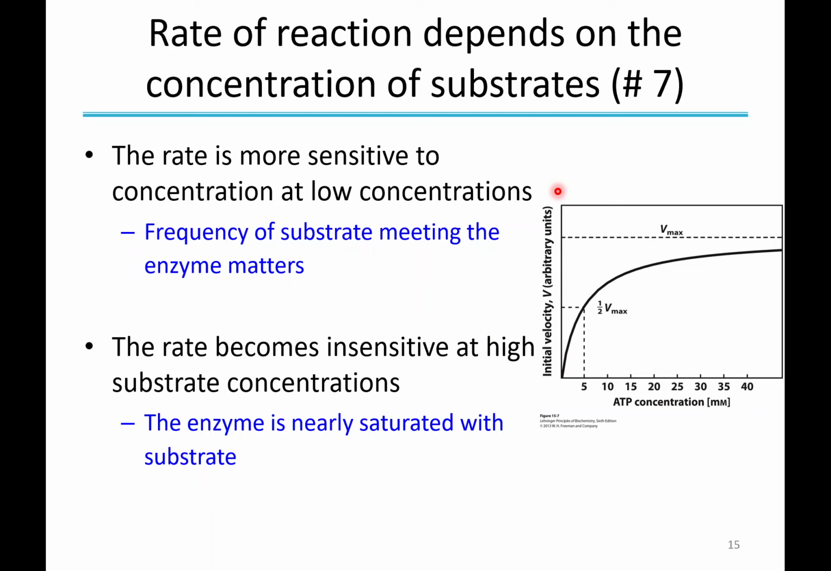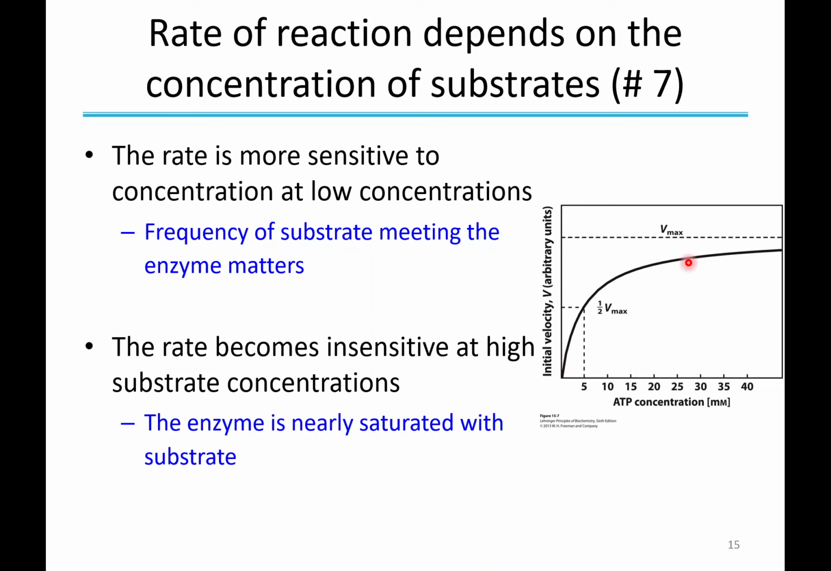The rate of the reaction is going to depend on the concentrations of substrates. We saw this as point number 7 in that figure. The rate is more sensitive to concentration when you have lower substrate concentrations, and in that case, the frequency of substrate meeting the enzyme really matters. At lower concentrations here, we're looking at ATP concentration, and this is the velocity of the reaction. At lower concentrations, the rate goes up and down quite a bit.